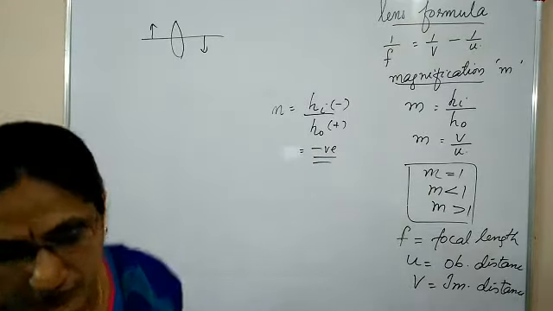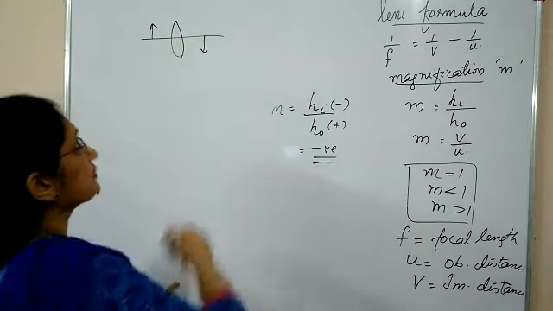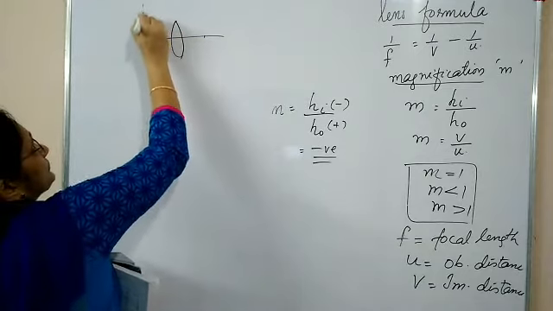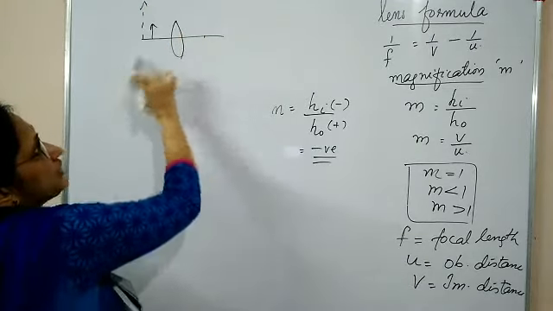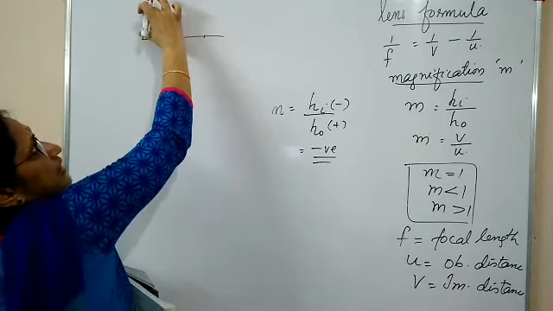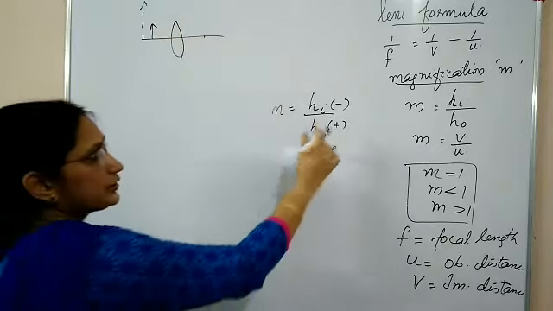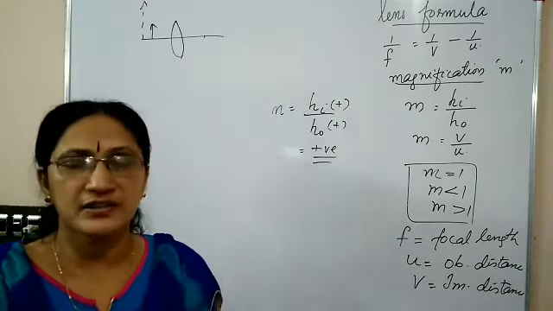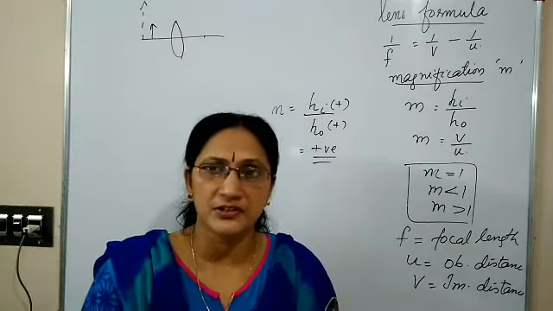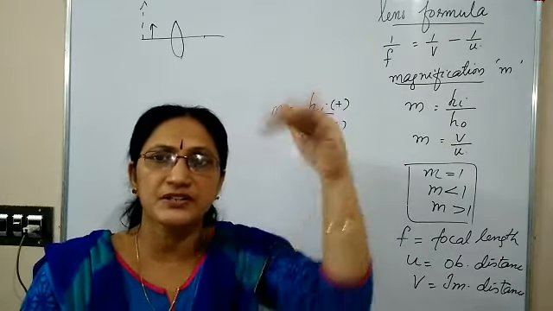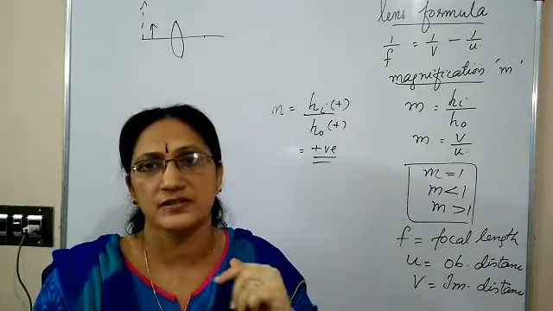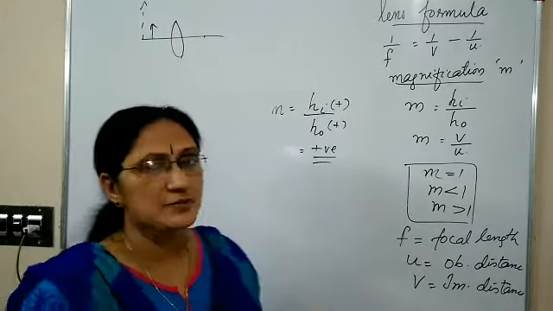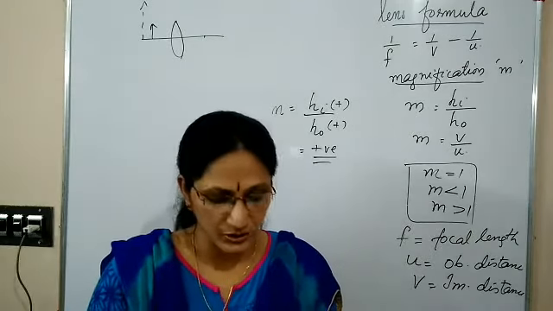Then what about positive magnification? Suppose a virtual image is formed. In a virtual image, the height of the object and the height of the image are both positive. Then magnification will be positive. So the answer is, magnification is negative means the object and image are in opposite sense. That means it is a real image. If magnification is positive, it is a virtual image.